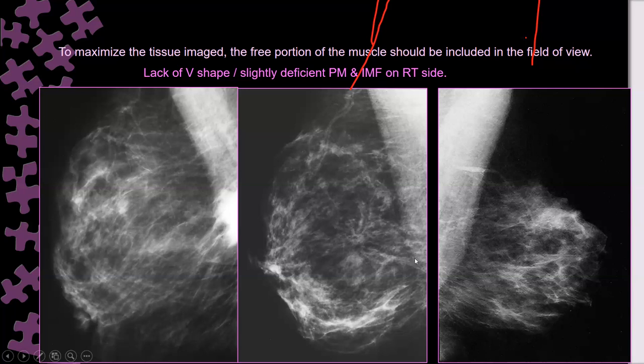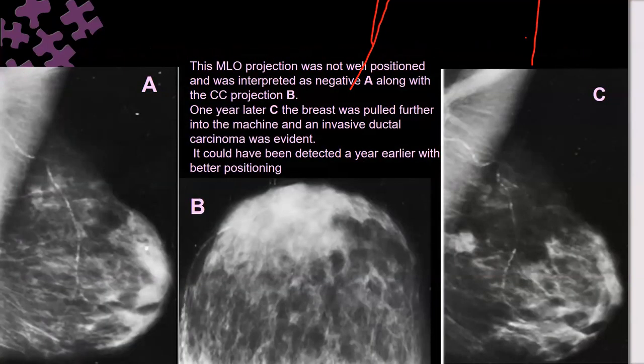Unless we might go because of subtle distortion. If I compare the two sides, definitely there is some distortion here. That might be a reason. If we have seen something on the other view, on the CC view, we might see the medial located lesion. This is most likely a medially located lesion. We might see it on the CC view and then repeat the MLO, pulling the pectoralis, to visualize it.